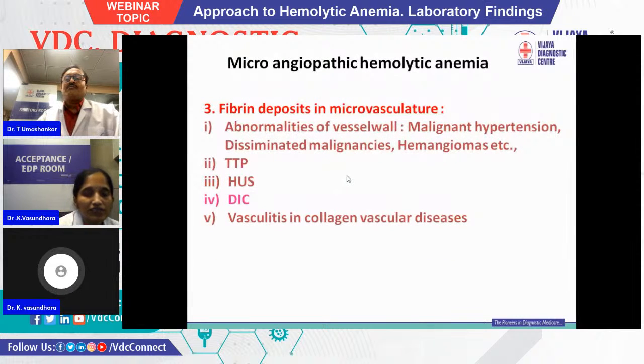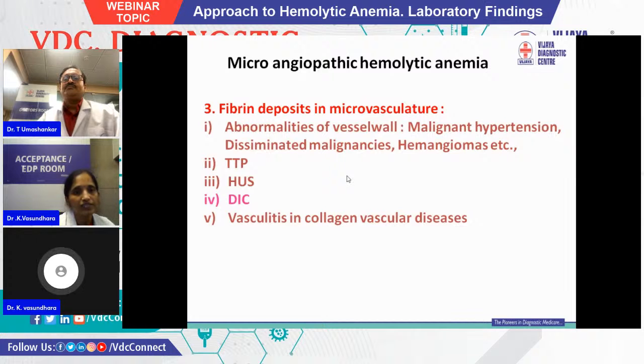And also in case of fibrin deposits in the microvasculature, especially in malignant hypertension and atherosclerosis, when the blood flows through these fibrin deposits, the RBCs get attached to the fibrin deposit and are exposed to the shear stress. As a result of this, the RBCs undergo fragmentation.